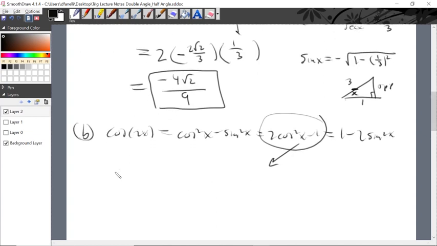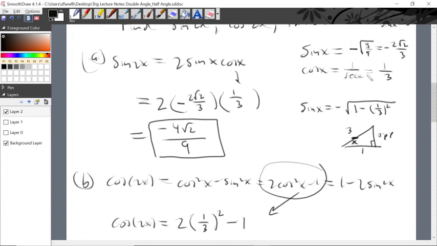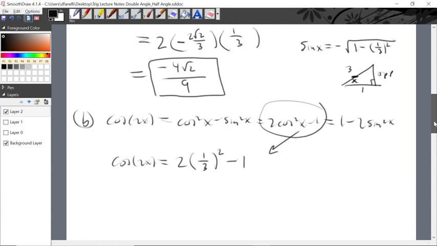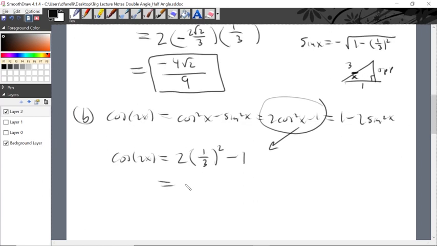So the cosine of 2x is equal to 2 times cosine squared x minus 1, where the cosine of x is 1/3, so we get 2 times 1/3 squared minus 1. I find that to be the easiest way to do this particular exercise, given the information that we have already. That equals, let's see, 1/3 squared is 1/9, so this is 2/9 minus 1. 2/9 minus 9/9 would be negative 7/9. And that would be that.